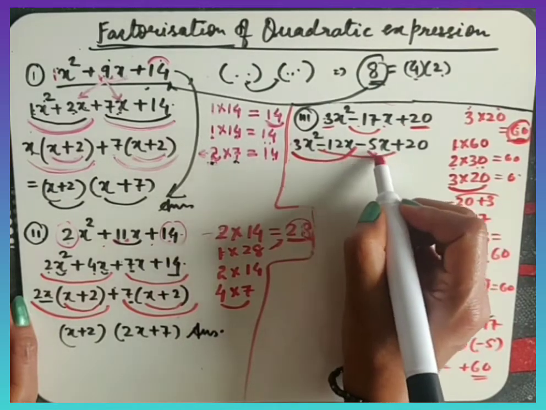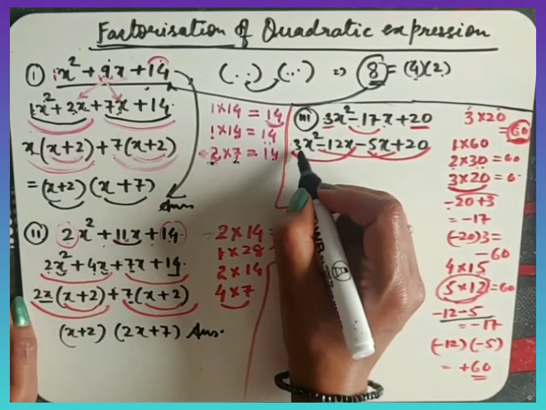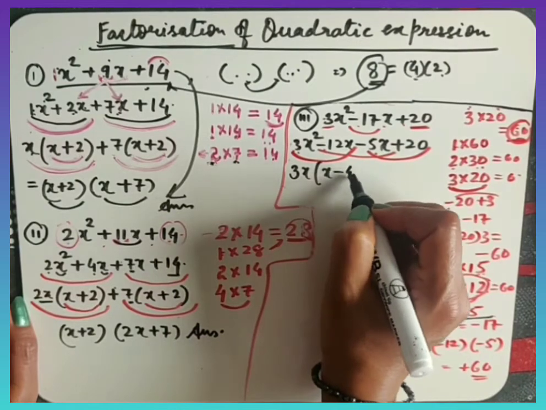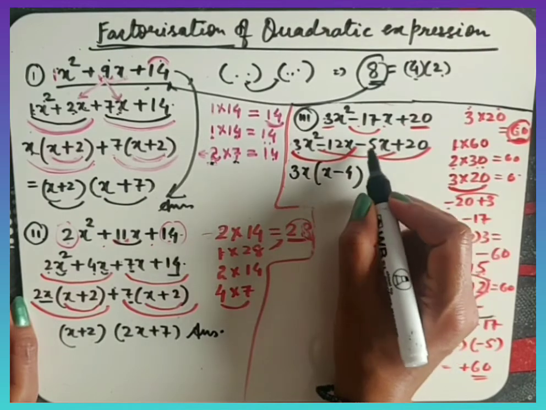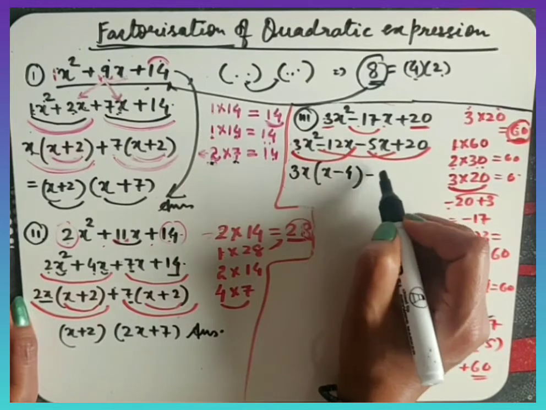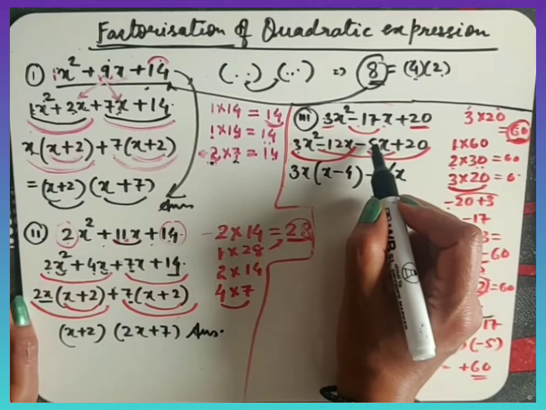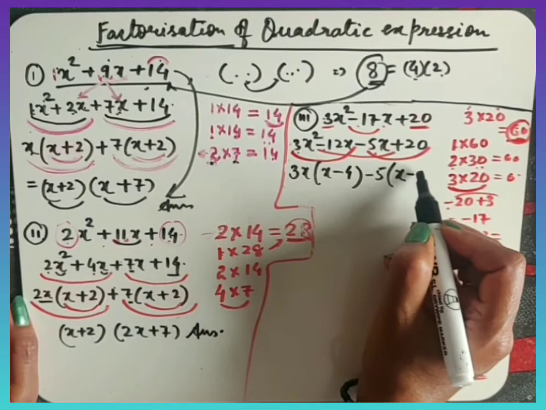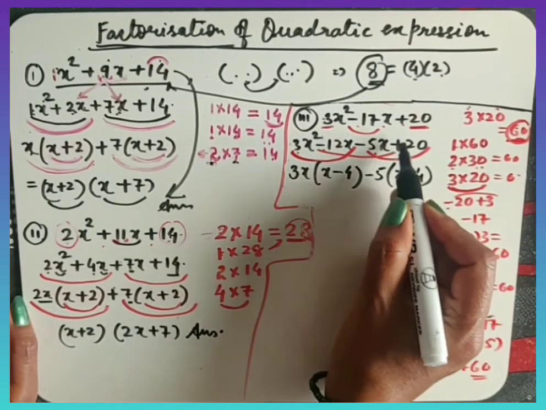Now think about taking the highest common factor between these two terms. So I can take 3x common, so x minus 4. And between these two, I can't take x, but I can take 5 common, but I have to take minus 5 common. If you are taking minus common, the sign will be changed, so plus will become minus 4. If you open the bracket, minus will give you plus.